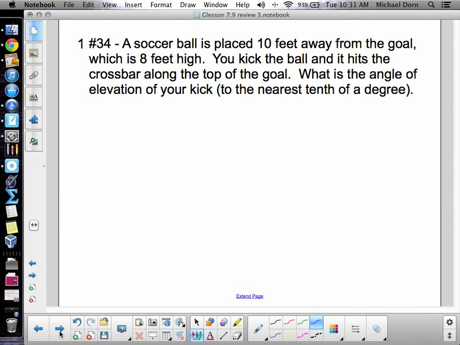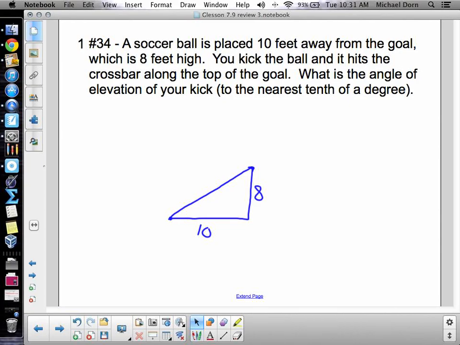So we got our soccer ball. We are 10 feet away from the goal. The goal is 8 feet high, and it hits the crossbar. Okay. What is the angle of elevation of our kick? Angle of elevation, again, is taken from the horizontal, so this is the angle we're looking for.